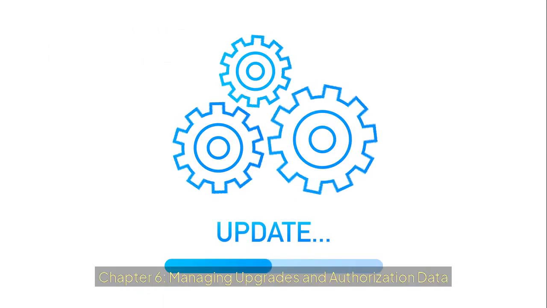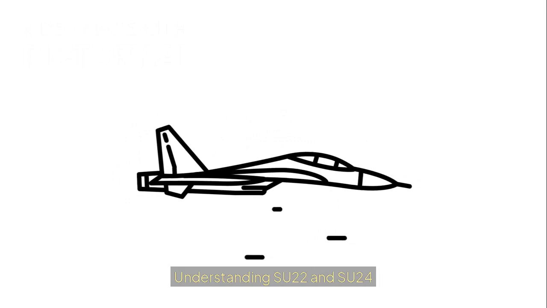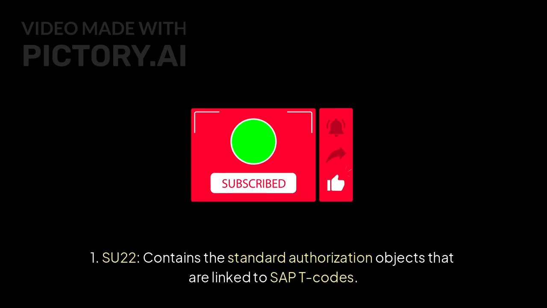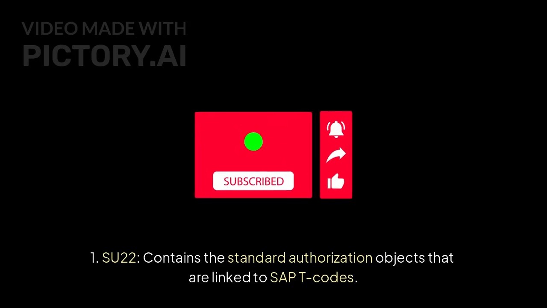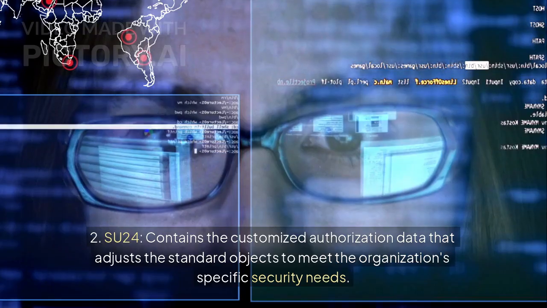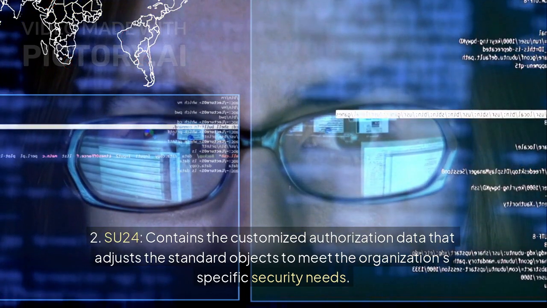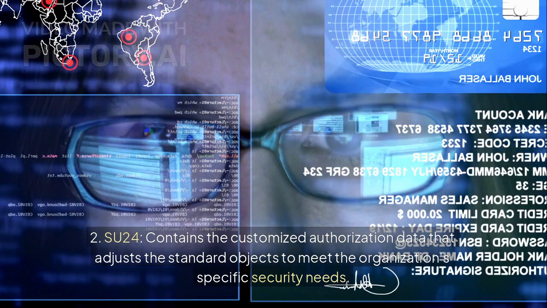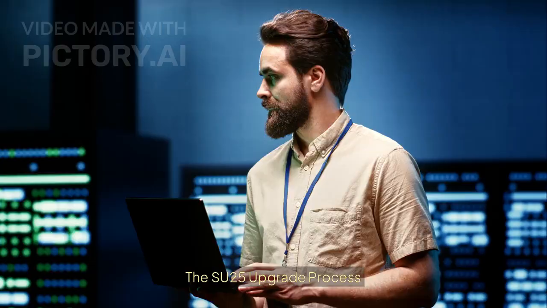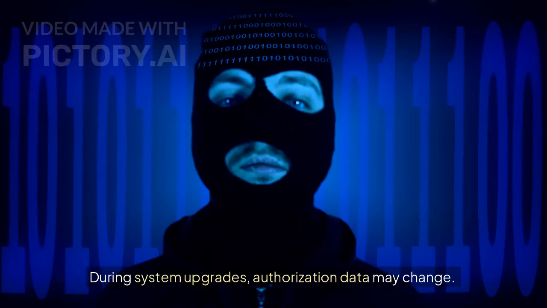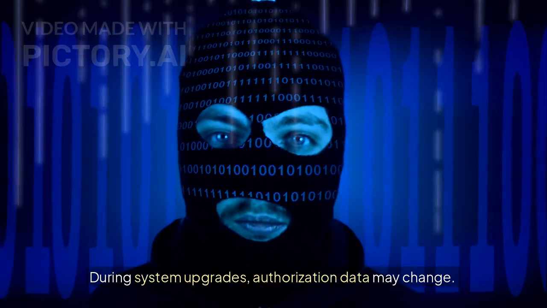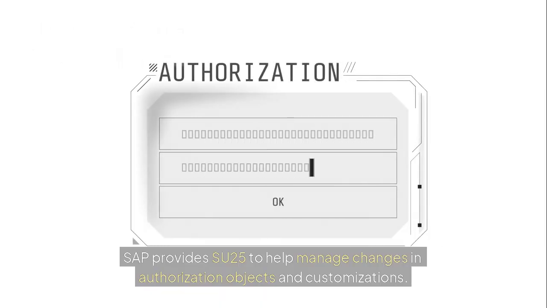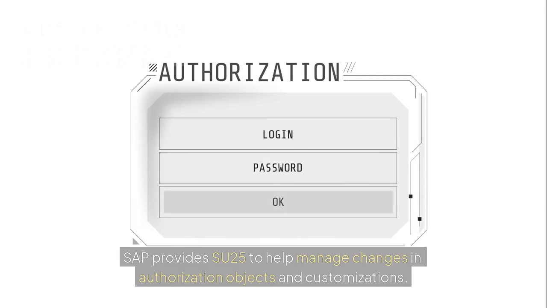Chapter 6. Managing upgrades and authorization data. Understanding SU22 and SU24. 1. SU22 contains the standard authorization objects that are linked to SAP T codes. 2. SU24 contains the customized authorization data that adjusts the standard objects to meet the organization's specific security needs. The SU25 upgrade process. During system upgrades, authorization data may change. SAP provides SU25 to help manage changes in authorization objects and customizations.